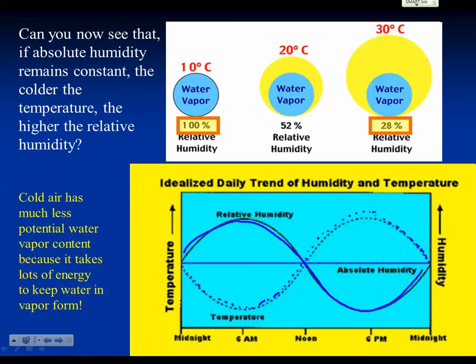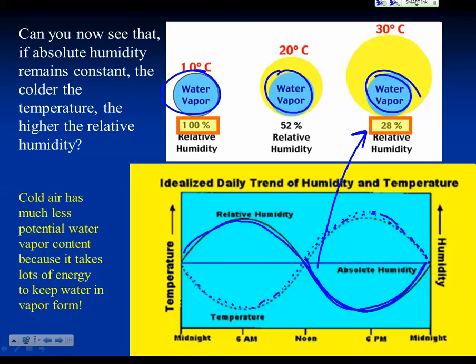And so what you see in this picture here is that the air temperature is warming up in the daytime, but we're not adding more water vapor to the air. Remember, this blue circle is staying the same size in all three pictures. So if you don't allow more water vapor to enter the atmosphere, the relative humidity is going to decrease. You can see that with the 28% right here. The warmer it gets, the lower the relative humidity, if you're not adding more water vapor to the air.